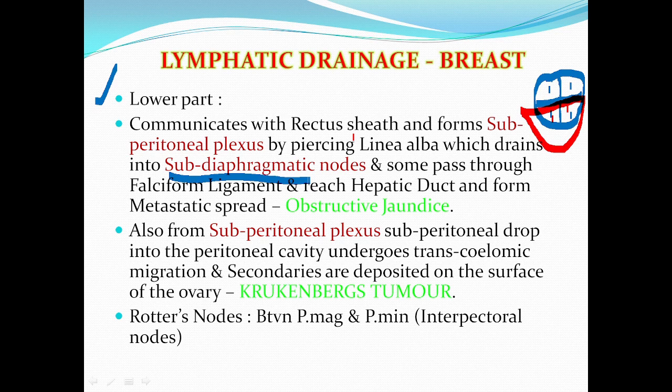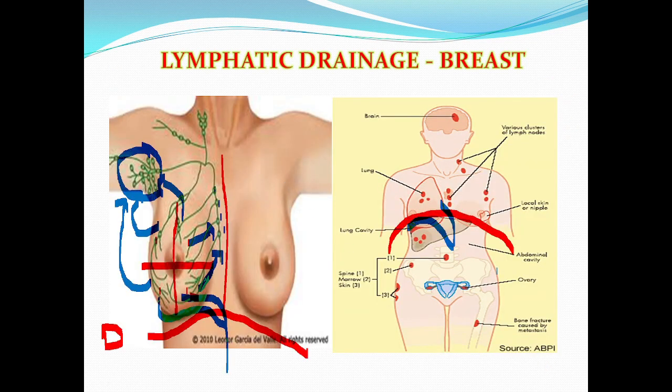So subdiaphragmatic nodes, and then they pass into the liver, and the metastatic spread to the liver will lead to a disease called obstructive jaundice. Sir, why should I need to study these lymphatics? When they are normal, they are fine. Suppose any cancerous cells are located in the mammary gland, for example in the lower medial, lower lateral quadrant. Automatically they pass through the diaphragm, enter into the abdomen, go below the diaphragm, subdiaphragm, and go to the liver, and now the liver is going to be affected, leading to what?